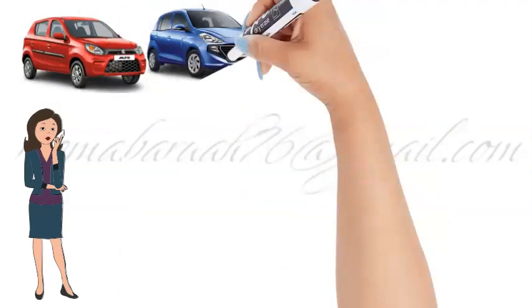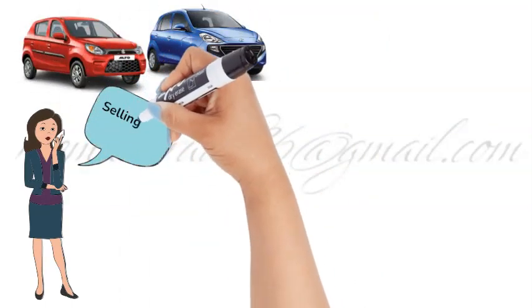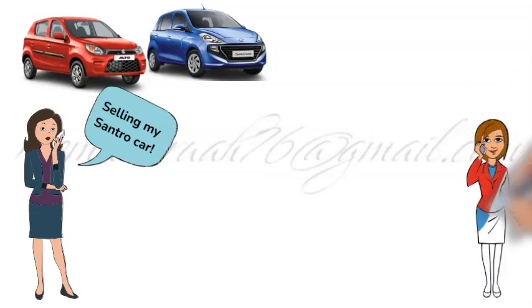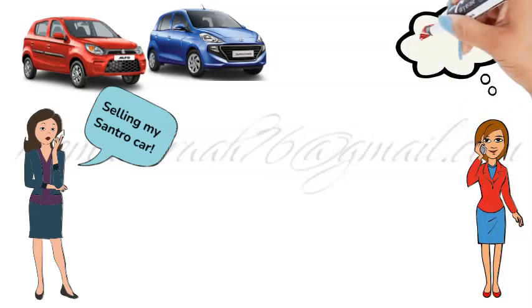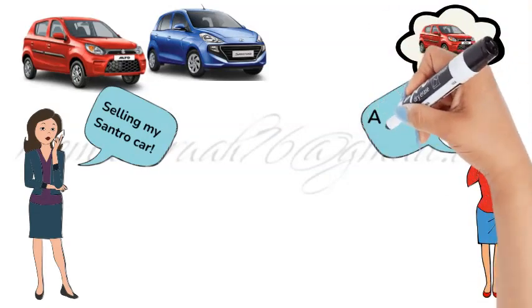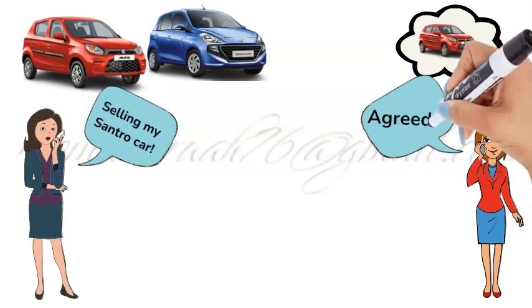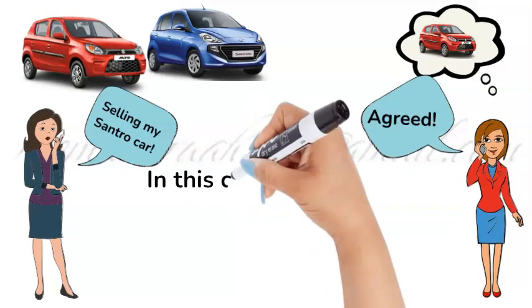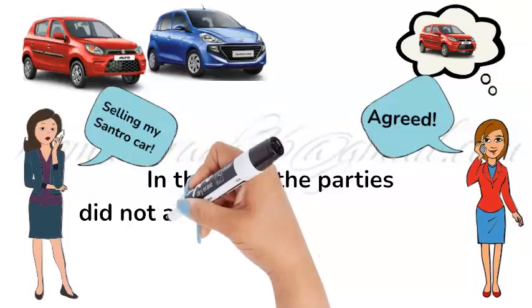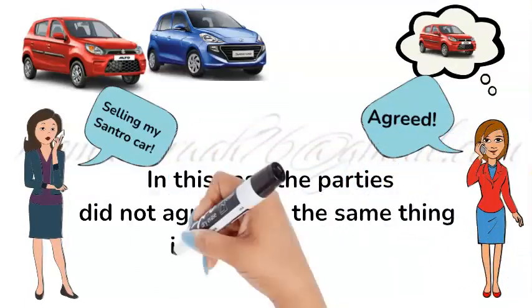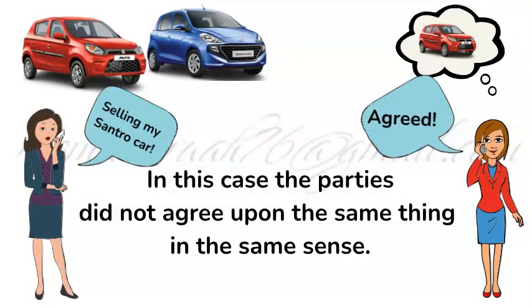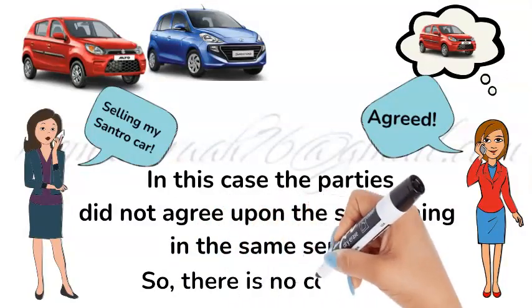Let us understand this point with an example. Geeta had 2 cars, Alto and Centro. She offered to sell Sita her Centro car, but Sita thought that Geeta offered her Alto. So she accepted her offer. In this case, the parties did not agree upon the same thing in the same sense. So there is no contract.